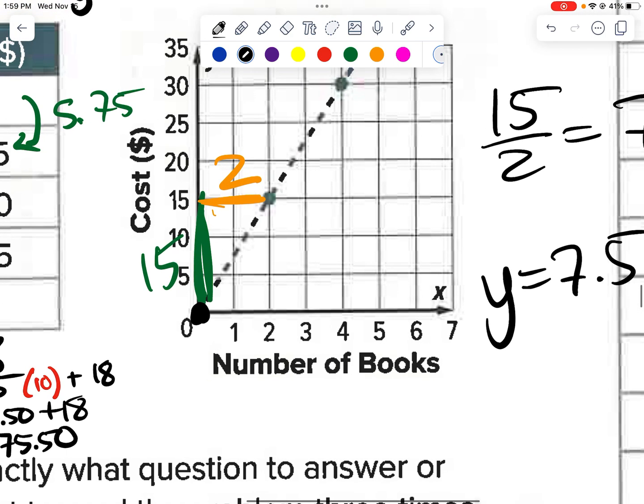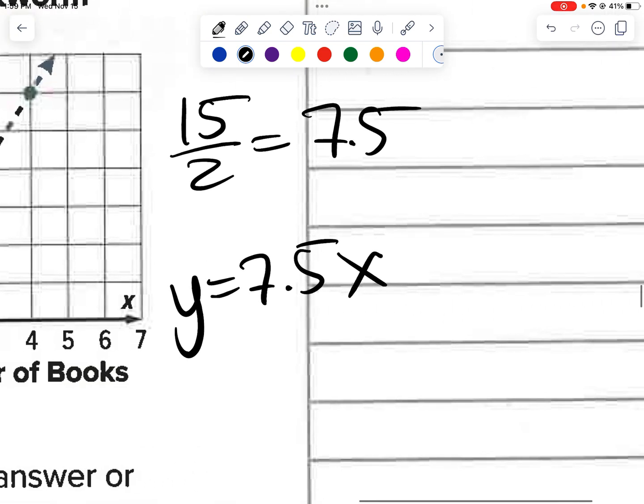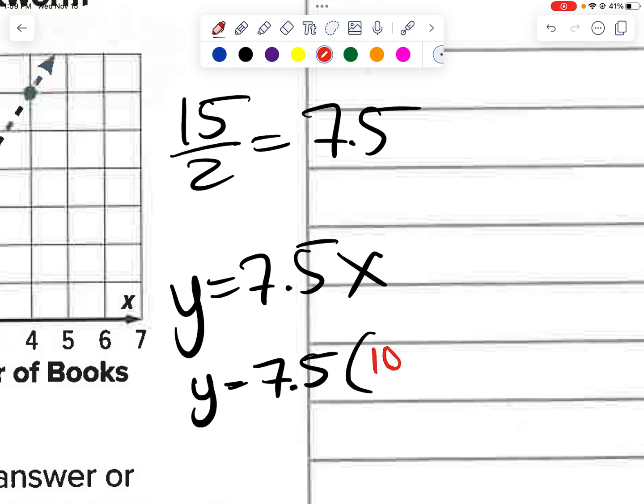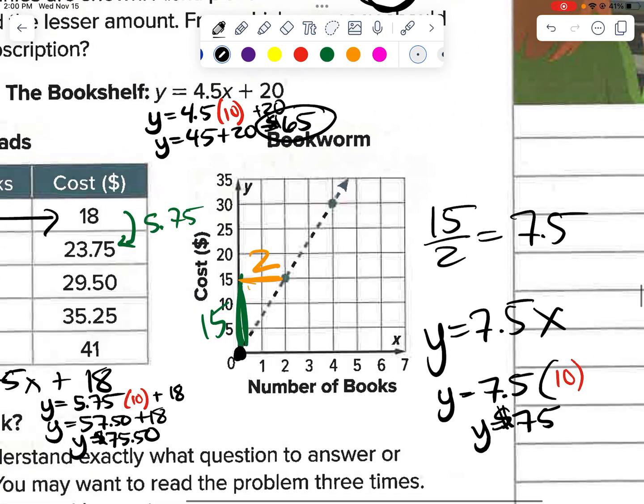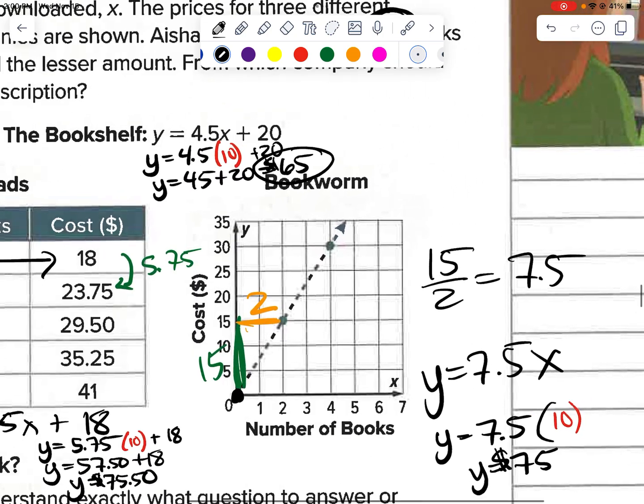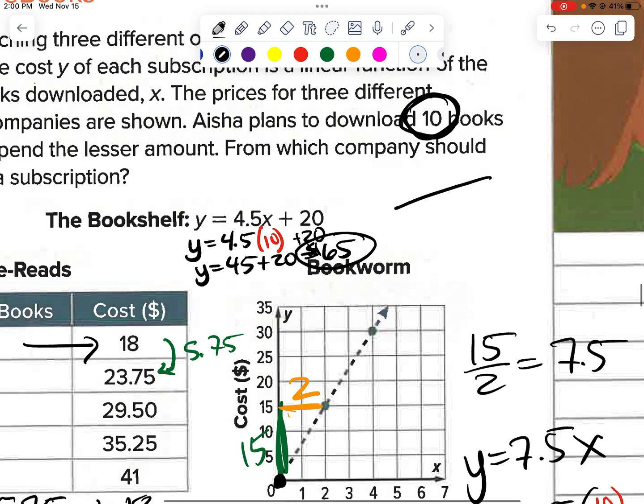And for this one, I would replace the x with 10 and I would get $75. So I have $75, I have $75.50, and I have $65. So which one should she pick? She should pick the bookshelf because it is the cheapest of the 3.